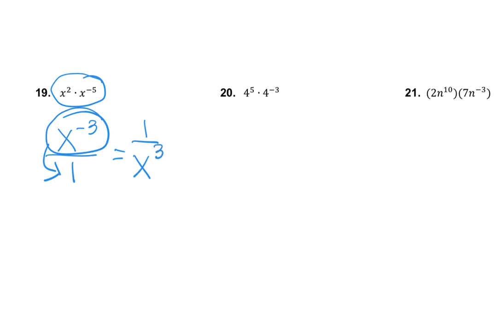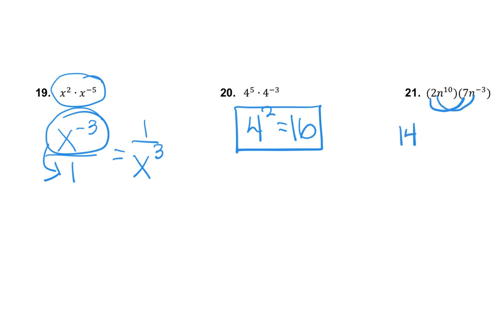All right, question number 20. Be careful. Don't take 4 times 4. You're taking 4 to the 5th times 4 to the negative 3rd, and you are adding the exponents. So 5 plus negative 3, you're going to be left then with 4 squared, and then you could evaluate that further and just say 16. Either one is just fine. Now for number 21, we are going to multiply and have 14, and then we'll multiply these with the same base and have n, so 10 plus negative 3 is n to the 7th power.